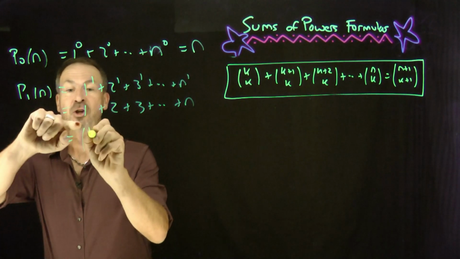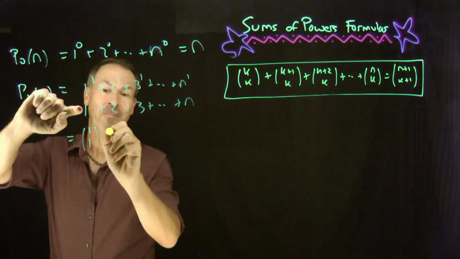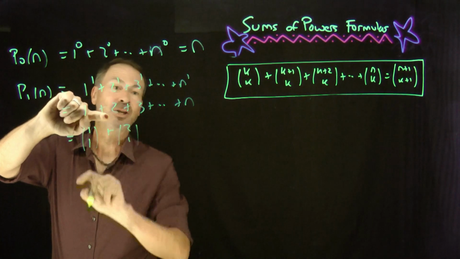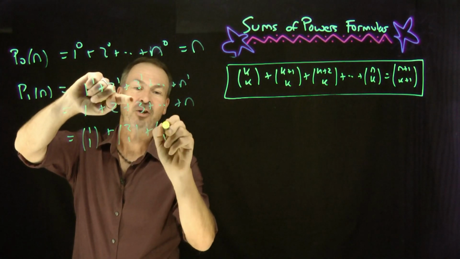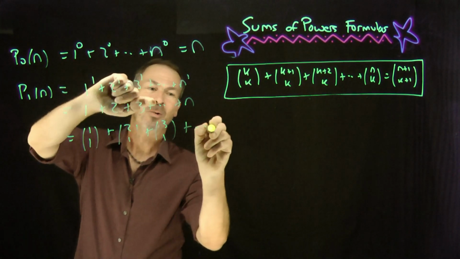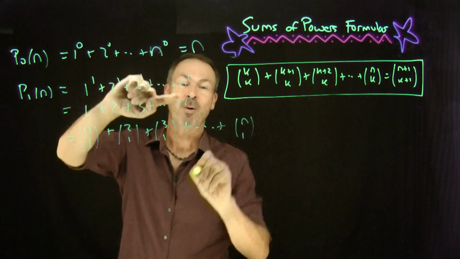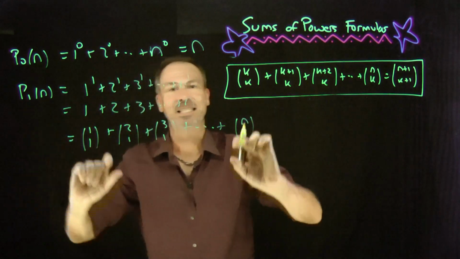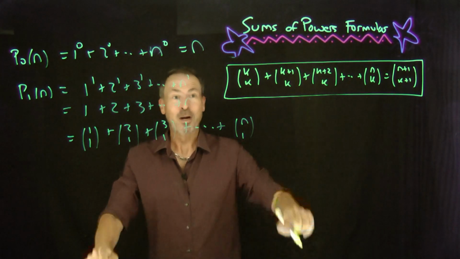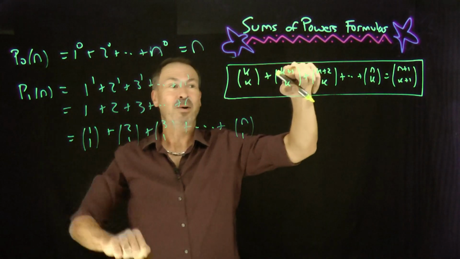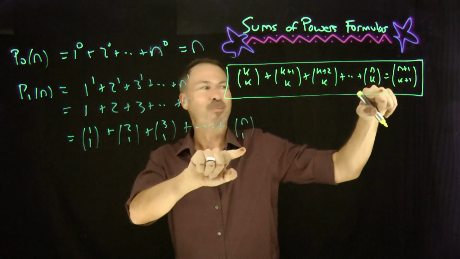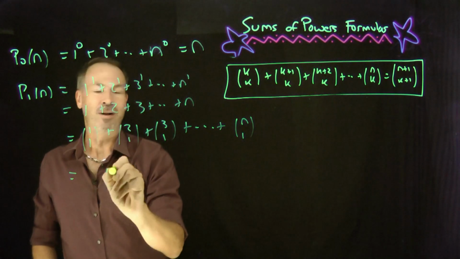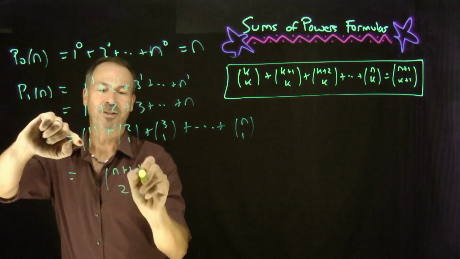How many ways are there to choose one item from 1? One way. How many ways are there to choose one item from 2? Two ways. How many ways are there to choose one item from 3? Three ways. All the way up to how many ways to choose one item from n? N ways. Beautiful. So our sum can be written as this sum of binomial coefficients, which is the stocking property: (1 choose 1), (2 choose 1), (3 choose 1), up to (n choose 1), which must be (n plus 1 choose 2).